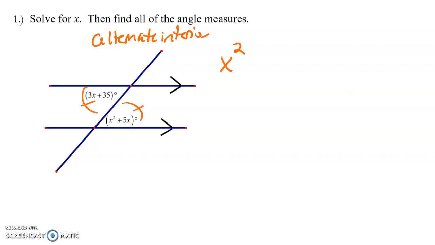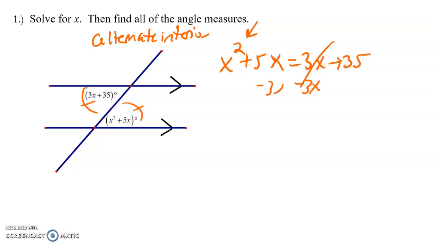Okay, so they're going to be equal to each other. So I get that x squared plus 5x is equal to 3x plus 35. You'll notice why this is a challenge is that we are now not just having linear equations, but we have a power here. So this is making it quadratic, which is something you learned a little bit about in middle school. We want to get everything to one side, so I'm going to subtract 3x.